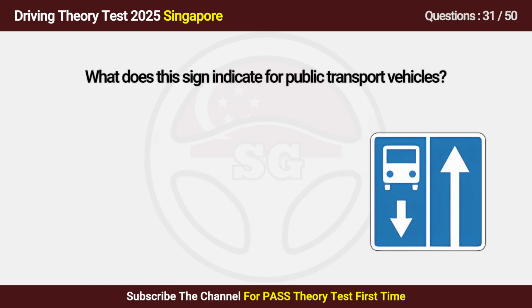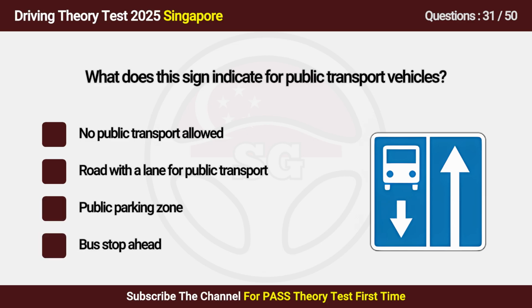Question 31. What does this sign indicate for public transport vehicles? A. No public transport allowed. B. Road with a lane for public transport. C. Public parking zone. D. Bus stop ahead.